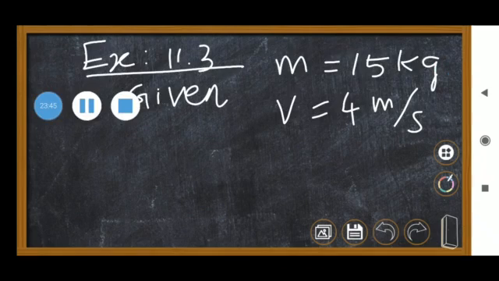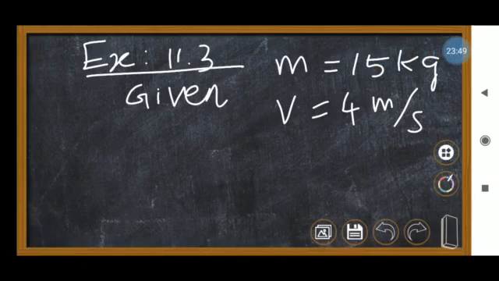Okay, so in your book they gave one example problem. I'm going to solve that example problem. If the object's mass is 15 kg and it is moving with a uniform velocity of 4 meters per second, how much energy does it gain, or how much energy will it possess?